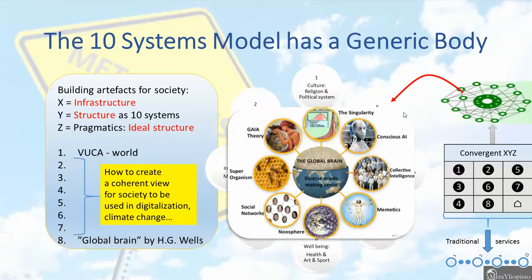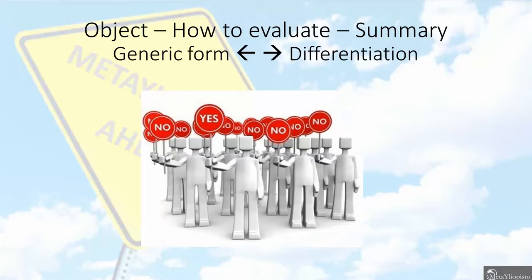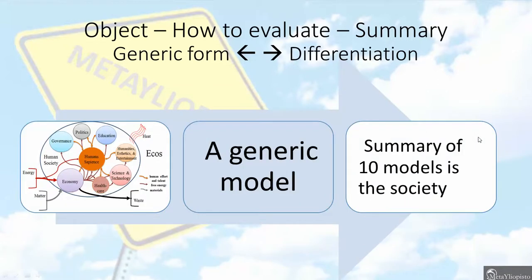This picture is from Wikipedia presenting the global brain, and there are certain sectors here. How to evaluate this information? What are the 10 systems, and what is differentiation here? Differentiation is understanding differences between persons, different kinds of races, and different kinds of opinions. And in this approach, we start from a certain view of what society is like, and in order to create a generic model, in order to get a summary of what the 10 system models are together.